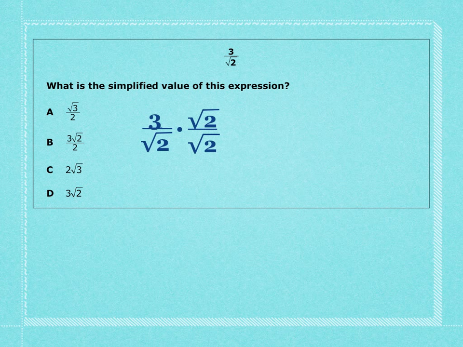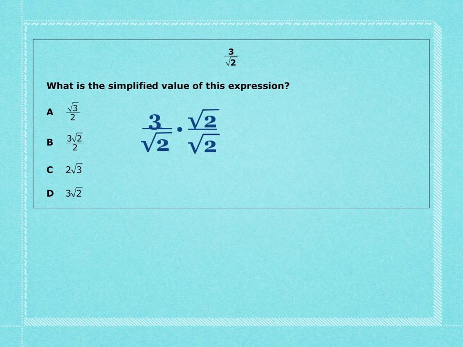So what I'm going to do is take 3 over the square root of 2 and multiply it by the square root of 2 over the square root of 2. The reason why this works is the square root of 2 divided by the square root of 2 is just going to be 1, and multiplying a number by 1 does not change its value. But notice when I multiply both the top and the bottom by the square root of 2, I get 3 times the square root of 2.